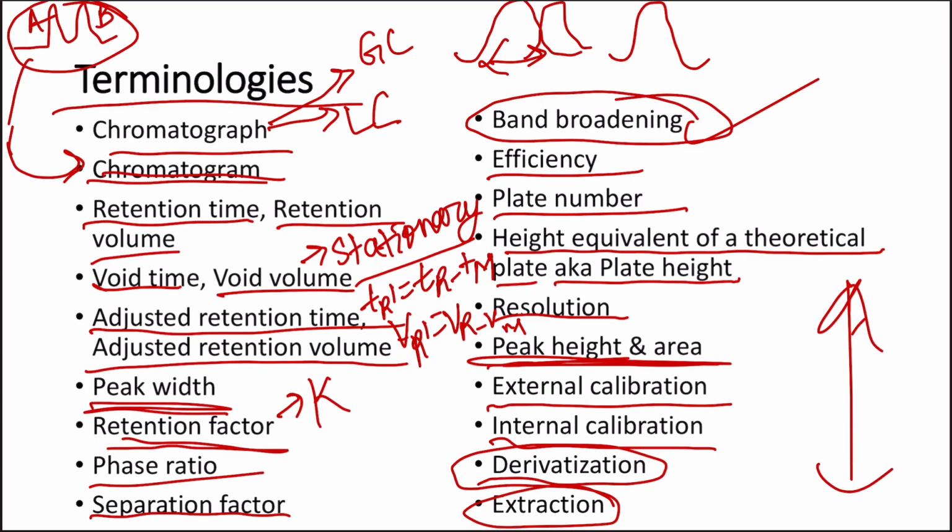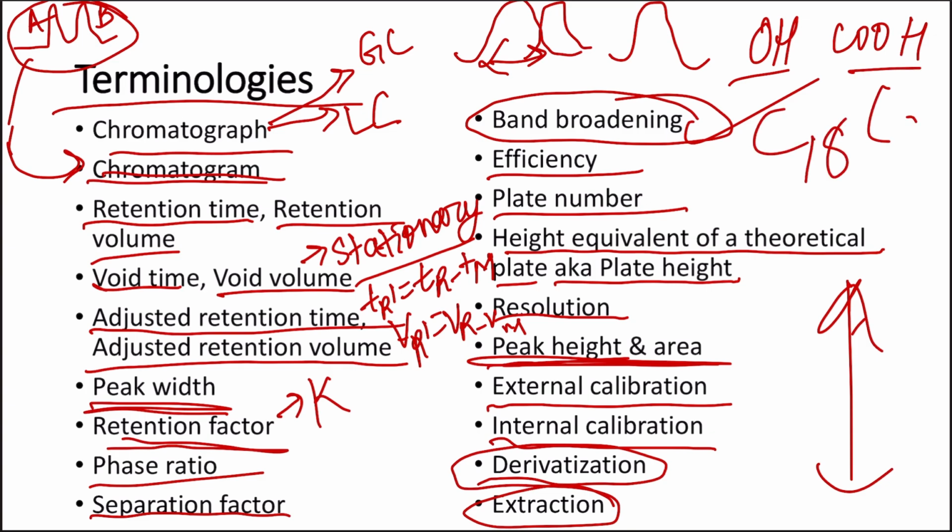Suppose we have a polar stationary phase, in that case we can make it non-polar in nature, that is by replacing the polar groups present in the stationary phase, like the hydroxyl groups, then the carboxylic acid groups, then some amino groups and all. If we replace them with carbon chains like a C18 carbon chain or a C8 carbon chain, that is what we call derivatization, and as a result it changes the nature of that particular stationary phase, that is, it converts the stationary phase from polar to non-polar.